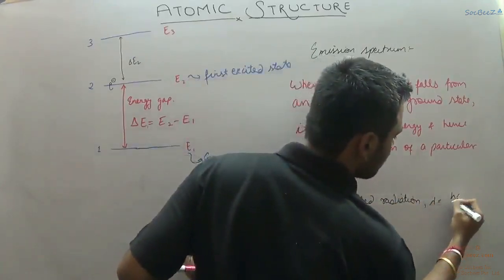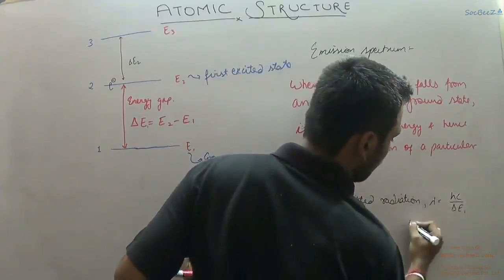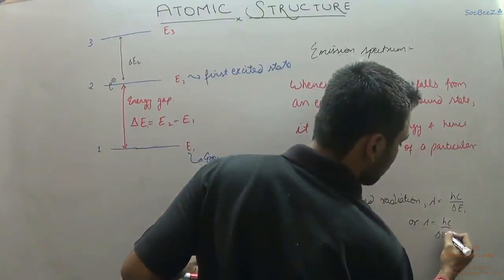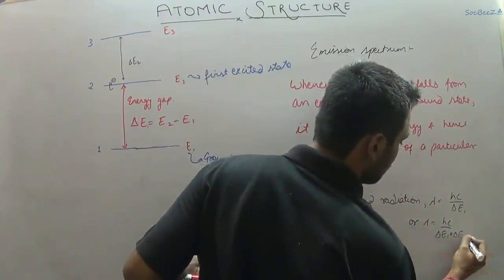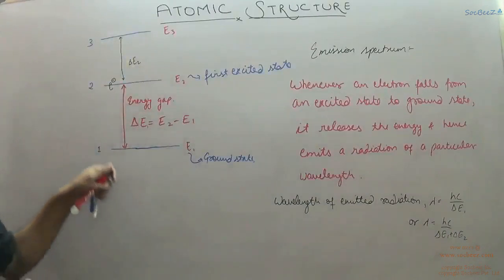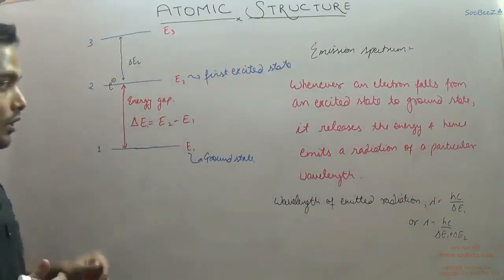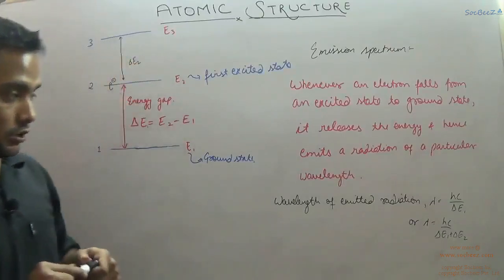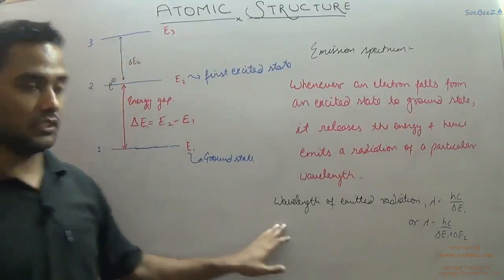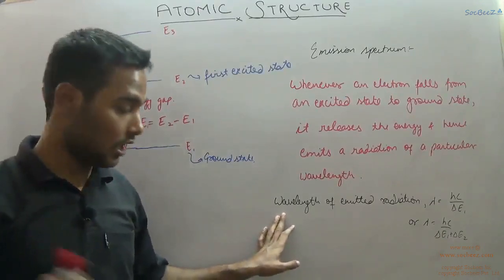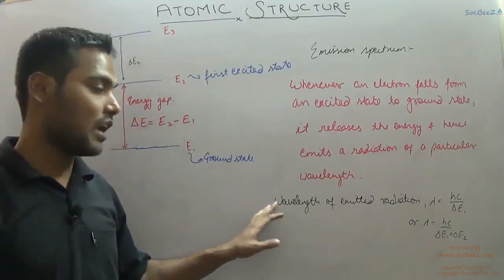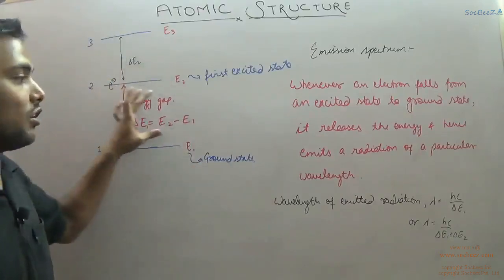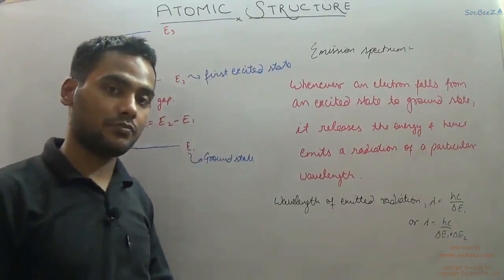Lambda equals hc upon delta E1 plus delta E2, depending on which energy state the electron is excited to. So therefore the wavelength of emitted radiation is this. Now the study of these wavelengths is known as the emission spectrum, because now we have got the spectrum from the emission of radiation by an electron.